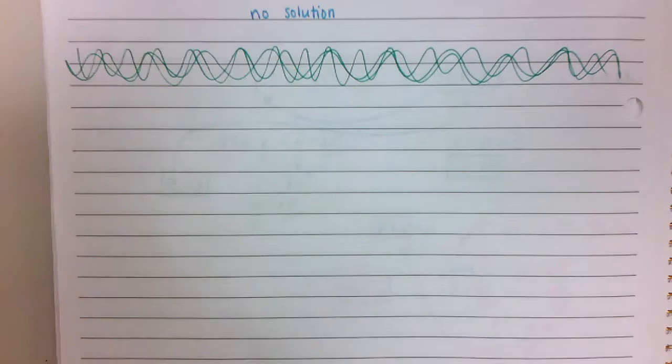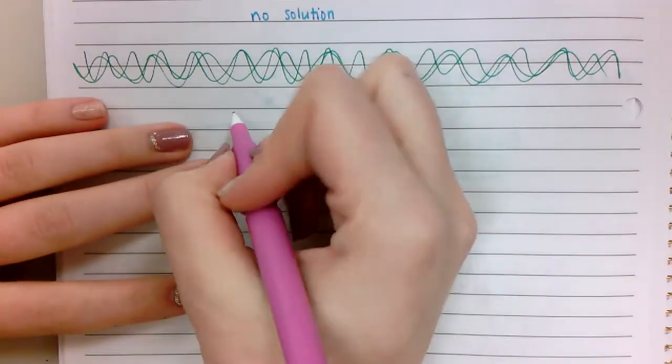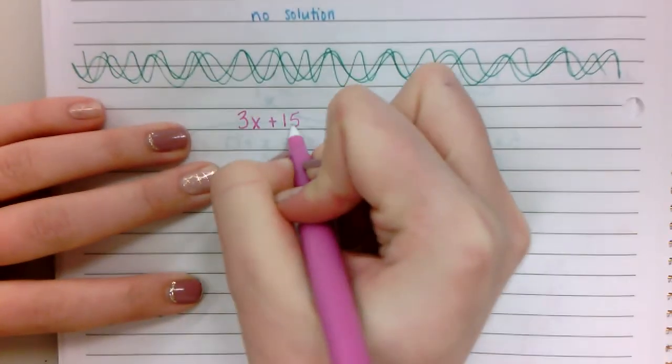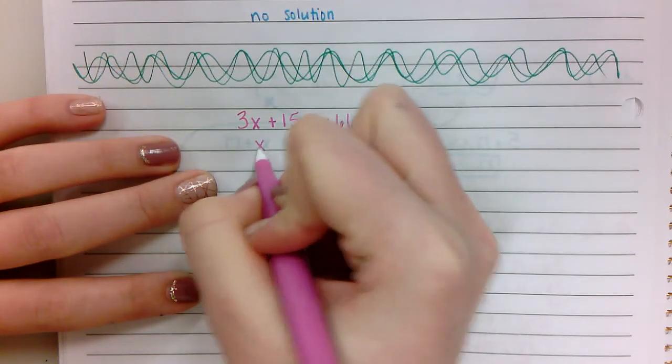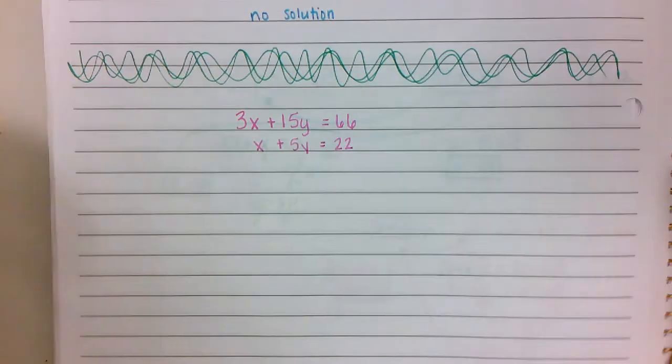And then move on to the second type of example that we have, which is infinite solutions. So let's look at our original equations again. So let's say we have 3x plus 15y equals 66, and then x plus 5y equals 22. Okay, so those are our two equations.